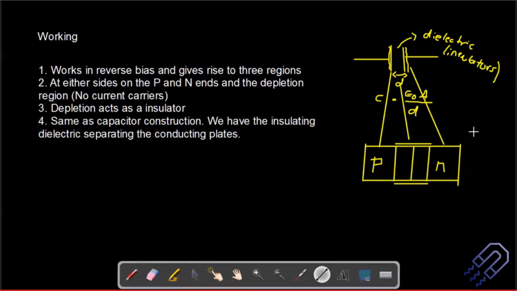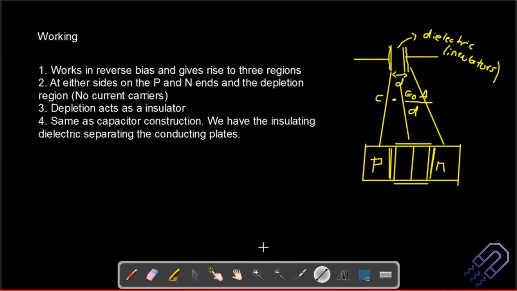That is nothing but the insulator or the dielectric that we have, because charges cannot flow here, so it acts more or less like an insulator. That's the comparison we can draw. And you can consider this region as the cross-sectional area we're talking about. So this is almost comparable to a normal capacitor.